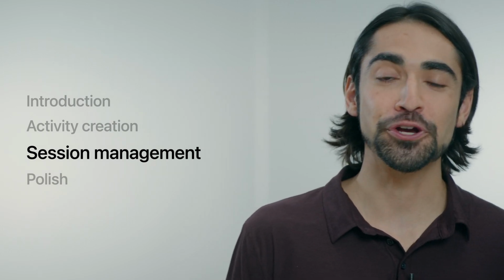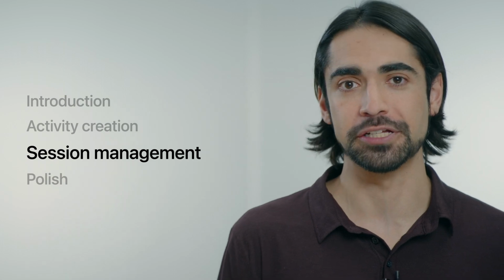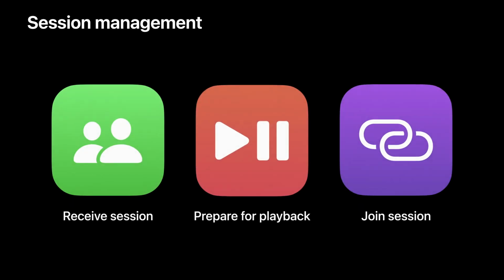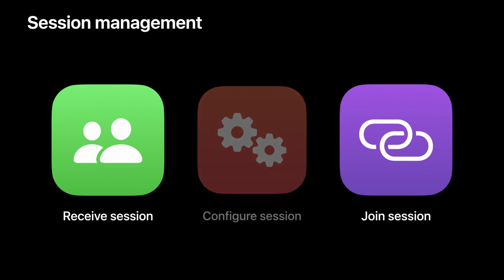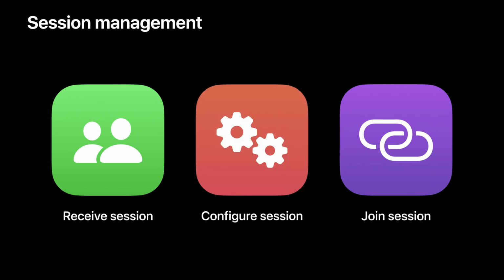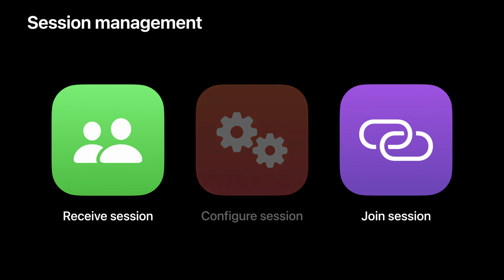Thanks, Willem. Next, we're going to talk about how you can send and receive custom data in your application using group activities. This is at the heart of creating unique SharePlay experiences with group activities. From the previous session titled Coordinate Media Experiences with Group Activities, you should be familiar with the 3 steps of receiving a session, preparing for playback, and joining a session. Instead of playback synchronization, we need to configure our session for our custom experience. But before we jump into that, let's add the code to receive the group session and join it.